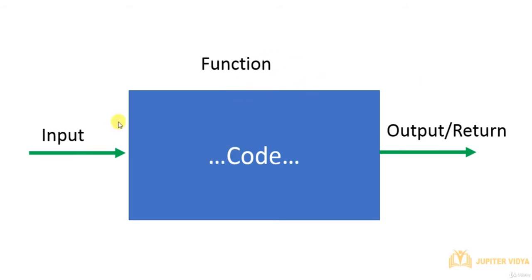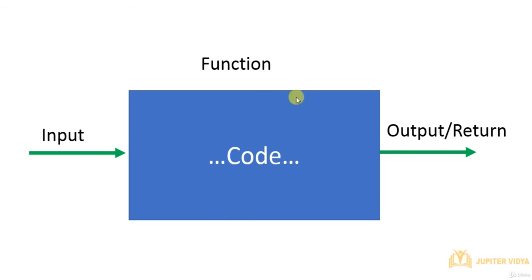Now let's take one more example. You want to change your password or PIN. You have to enter the details, and you will not get any return or output because the password is simply updated. So output or return is optional, and input is also optional.